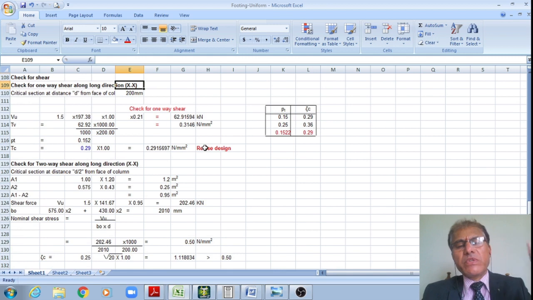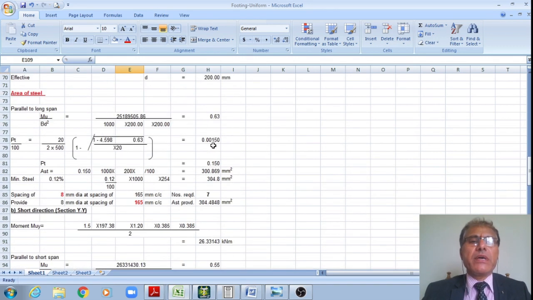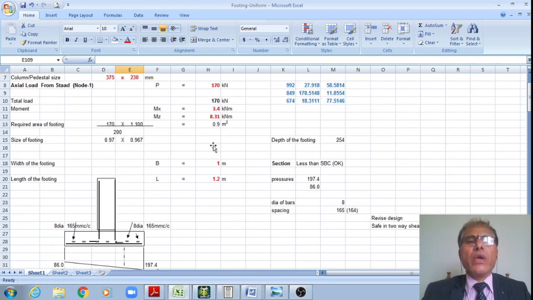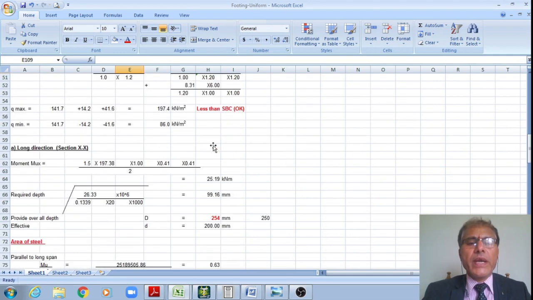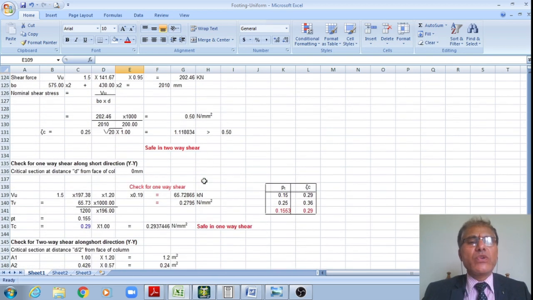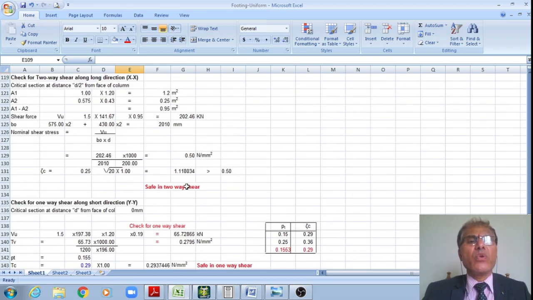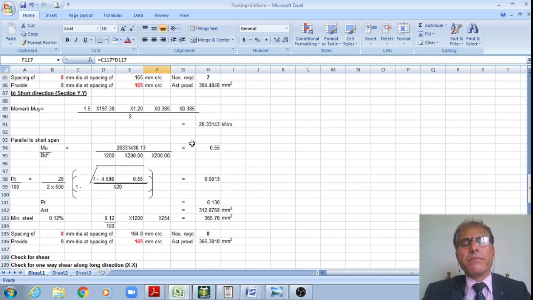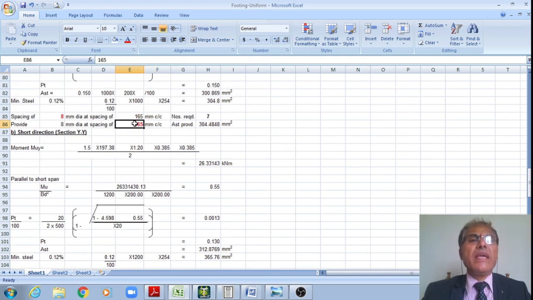Hence along the short span direction, previously what I had checked using 8 mm dia at 120 with a thickness of 200 was failing. But now I increased the effective depth from 150 to 200, and I have decreased the steel. But now also it is not okay along the short span direction. Now you can see that yes, revise the design, because tau v 0.31 is still much greater than the permissible shear stress. Therefore I already increased the depth. Now what I'll do is increase the steel.